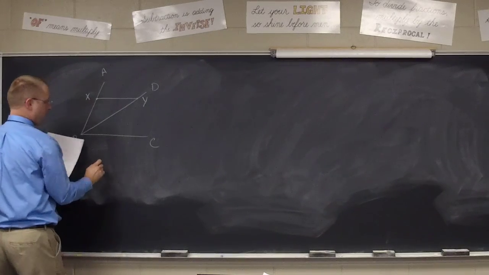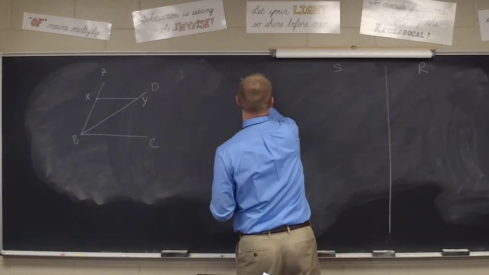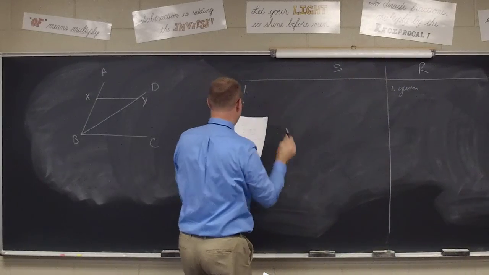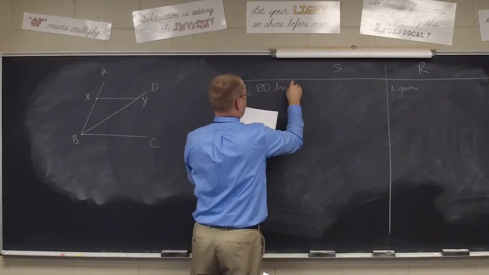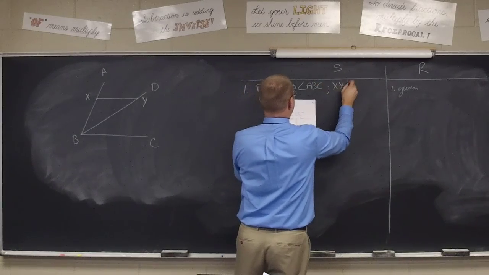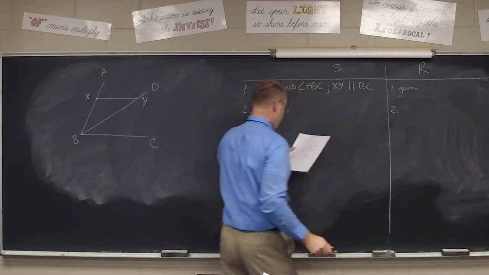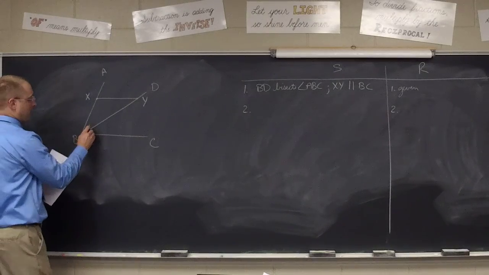All right, so go ahead and get your first statement, first reason written down. And for sake of time, we'll do a little bit of abbreviating here. You wouldn't do that on a graded exam, of course. BD bisects angle ABC, and XY is parallel to BC. All right. We should have a claim statement in here. Go ahead and get your second statement and reason written down.